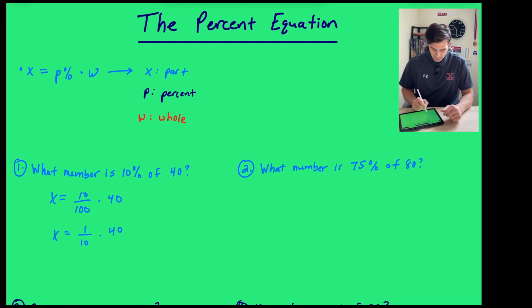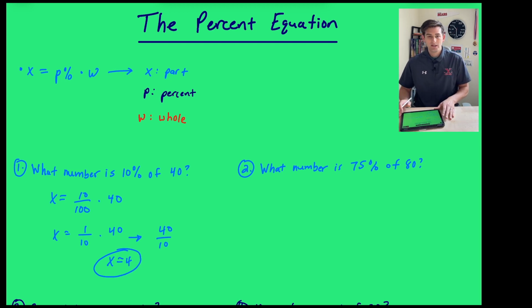And so now we're just going to multiply straight across. So this would be 40 over 10, and we're going to say x is equal to 4. So what number is 10% of 40? 4 is 10% of 40.